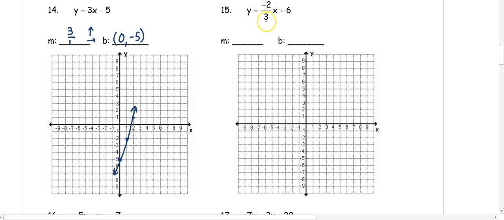So number 13, my slope is -2 over 3. My y-intercept is the number by itself, so 0, 6. So I'm going to go to 0, 6 on the y-axis. This time my slope is negative, so I'm going to say -2, which means I go down. And then remember, I always move to the right for that second number. So I'm going to go down 2, right 3, down 2, right 3, and then I can connect those dots to make my line.